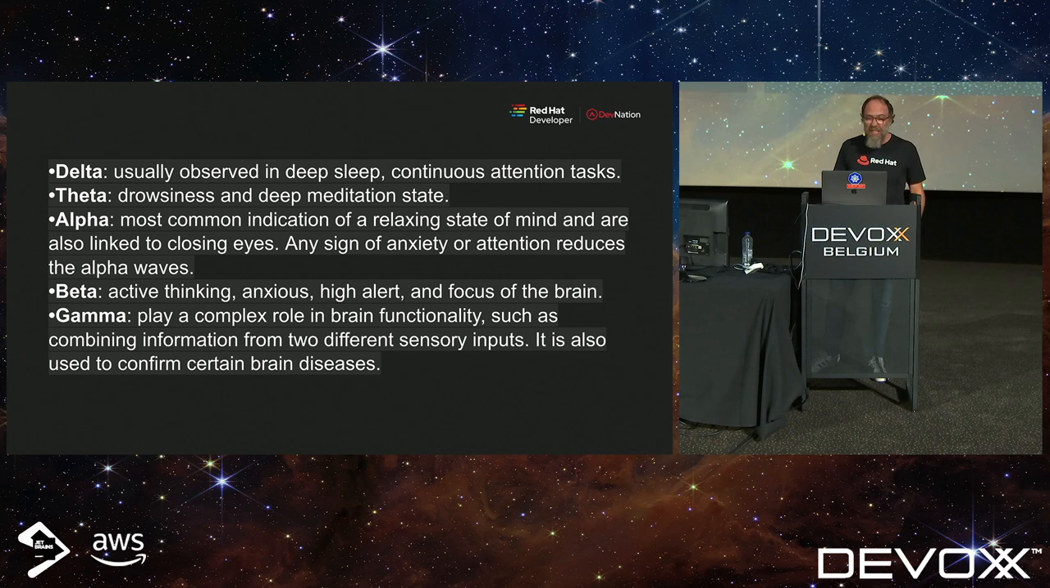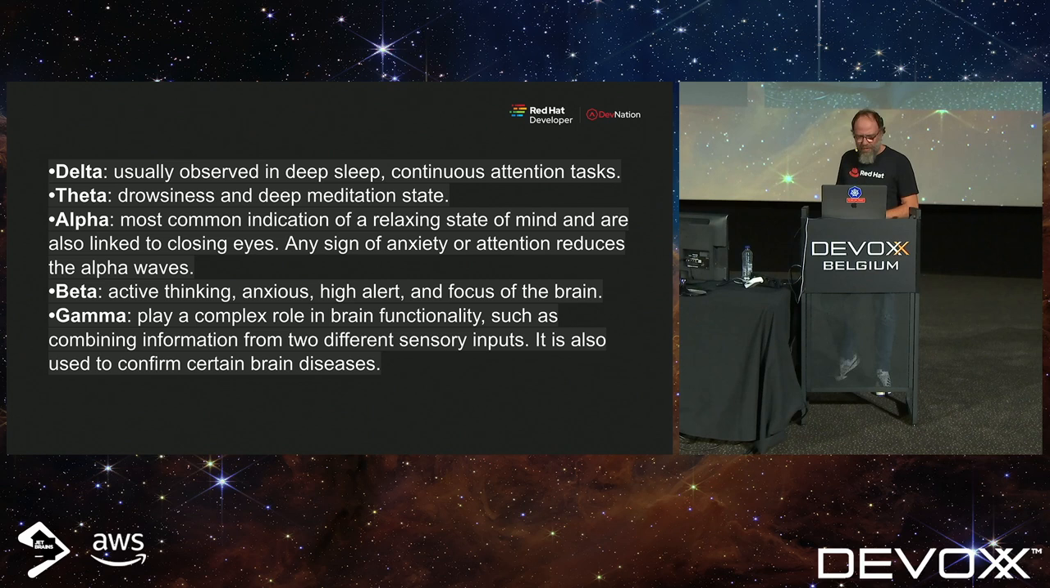So if I'm looking at my Scala code, or sleeping, probably the same thing. Theta is a deep meditation state. Alpha is more like a relaxing state. Beta, that is focus. Okay, that is what I use to scale the pods. Active thinking, focus. And gamma, well, honestly, when you read the definition, they don't really know what the gamma waves do. But anyway, I can capture all this stuff.